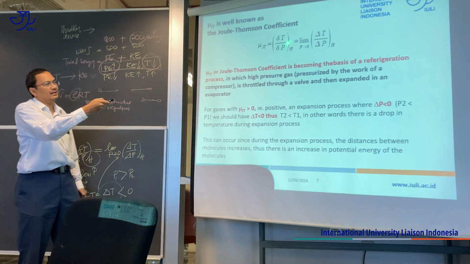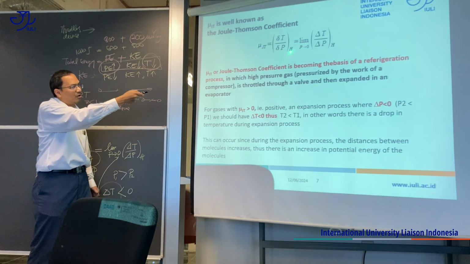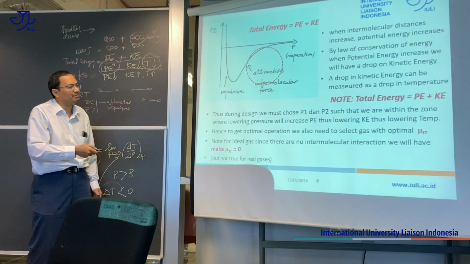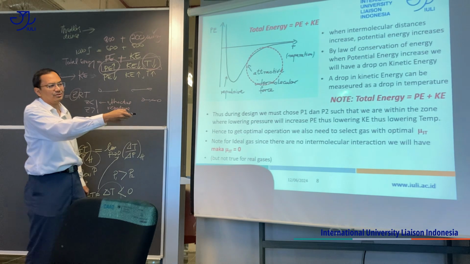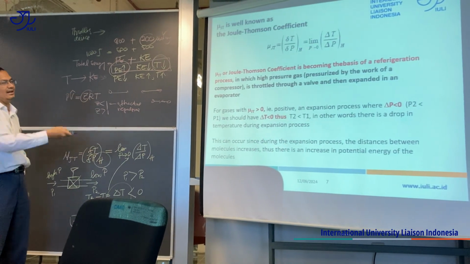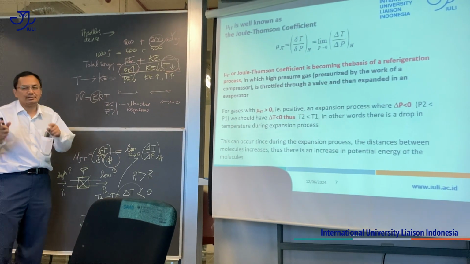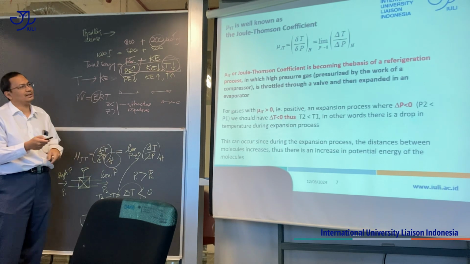delta T over delta P at constant energy. So that constant energy or constant enthalpy is exactly this constant total energy. Mathematically, we write it that way. And this is, remember, delta is changes, right? In thermodynamics, changes is always final minus initial. So put that in your mind.